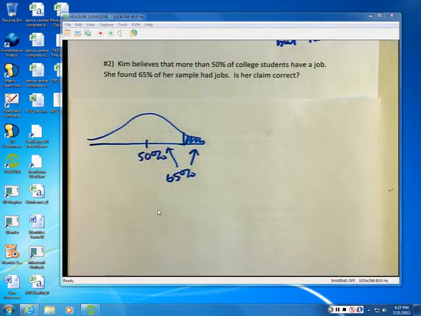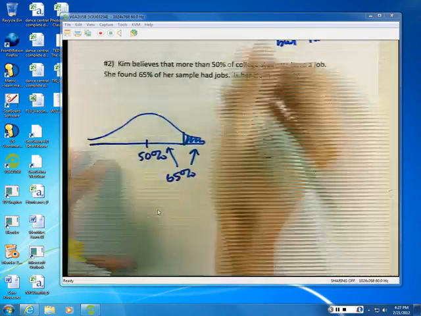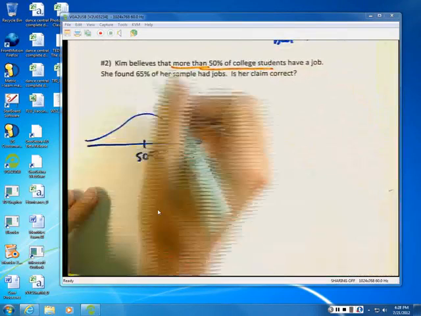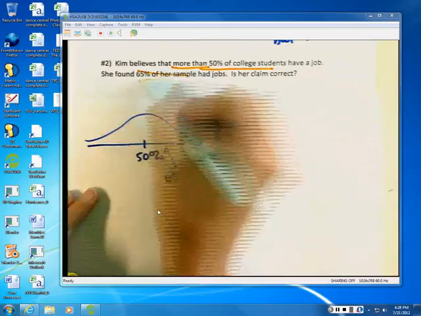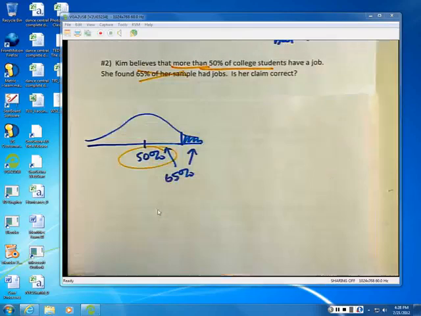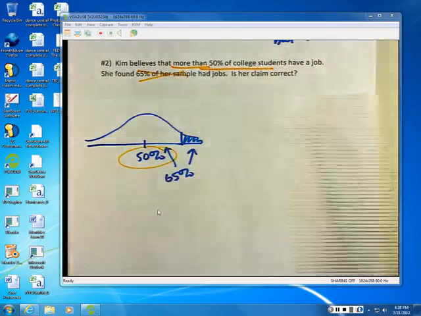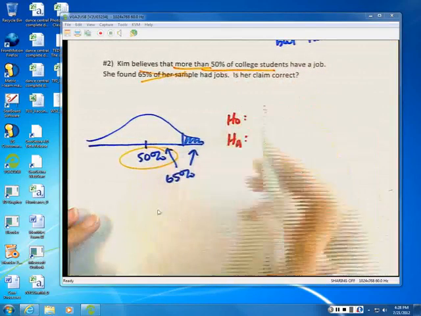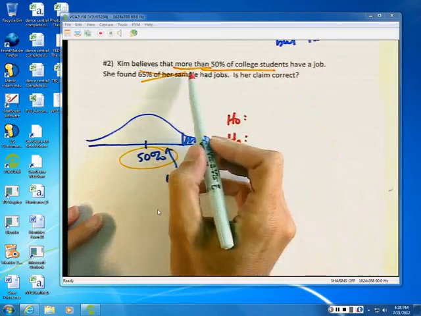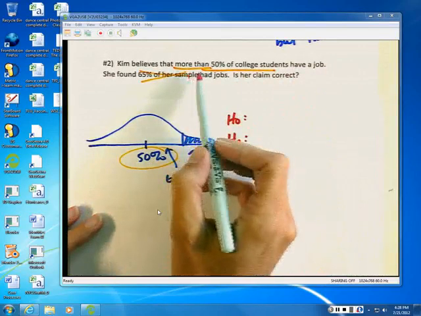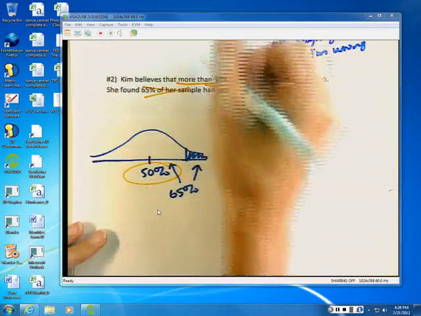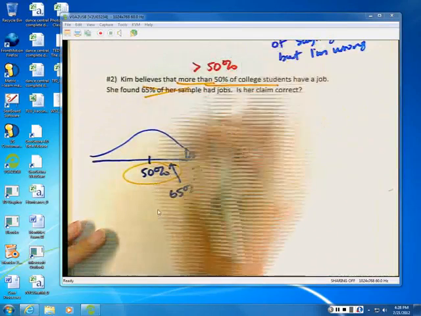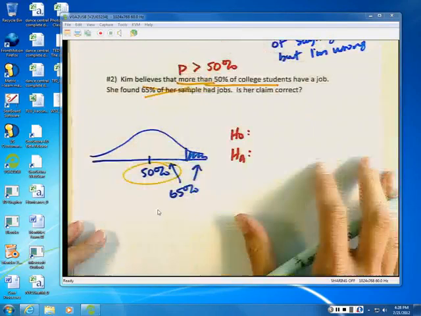So I go ahead and start with the claim. The claim is more than 50%. So I use the 50%, not what she found from her sample. That's what I'm using to test it. I'm always going to use what we're establishing in the initial claim. So for the null hypothesis and the alternative hypothesis, I go ahead and take this statement and decide where it goes. This says more than 50%. So the percentage is more than 50%.